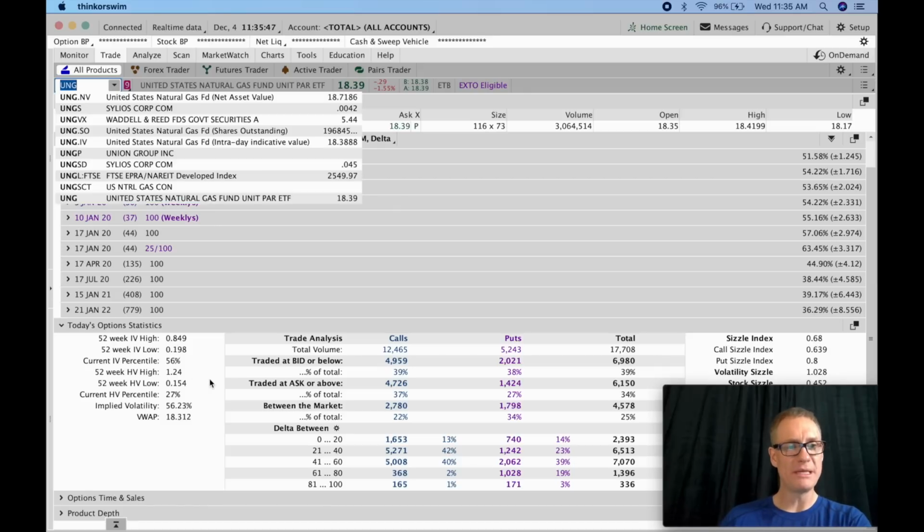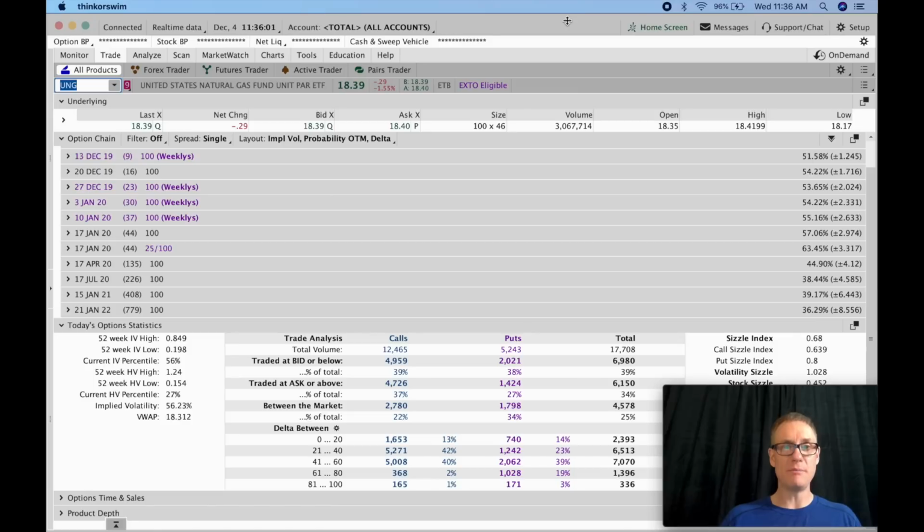So if we go back to UNG, now that we know that volatility is higher, one rule of thumb is that I like to find this current IV percentile, which is basically comparing volatility against itself. As long as this number is above 30%, that seems to be pretty good for seeing volatility and seeing premiums being higher. If you get one that's 100% or 80% or 90%, that's really great. But UNG is at 56%, which is a pretty good IV percentile.